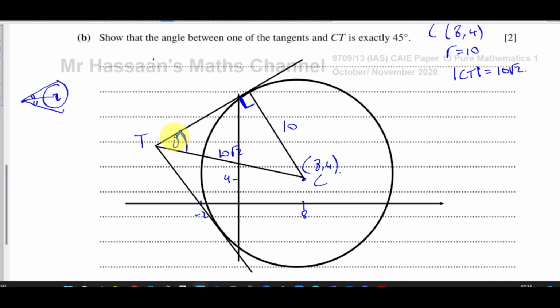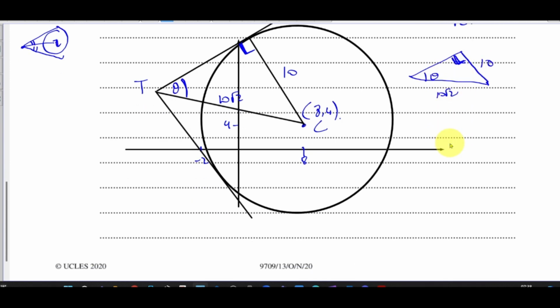And I've got to find this angle, which I'm going to call theta. So I have a right angle triangle like this, and I want to find this angle. I know that this is 10, this is 10 root 2, and this is the right angle. So I can use trigonometry. This is opposite, this is the hypotenuse, so I can use a sine ratio. Sine of theta is equal to opposite, which is 10, over the hypotenuse, which is 10 root 2. The 10s will cancel out, leaving sine theta equals 1 over root 2.